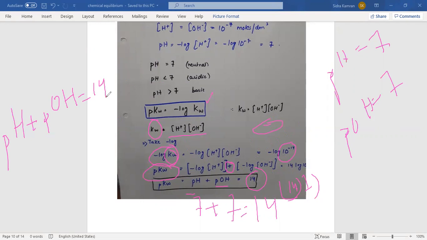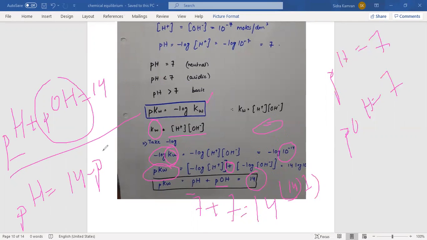We have just generally memorized this, that pH plus pOH is equal to 14, but now you know how this comes. If you want to calculate the pH and you know the pOH, then you can easily calculate it. pOH is in addition on one side, on the other side of the equation it will be in subtraction. So pH is equal to 14 minus pOH. In this way you can calculate the pH or pOH of any solution.